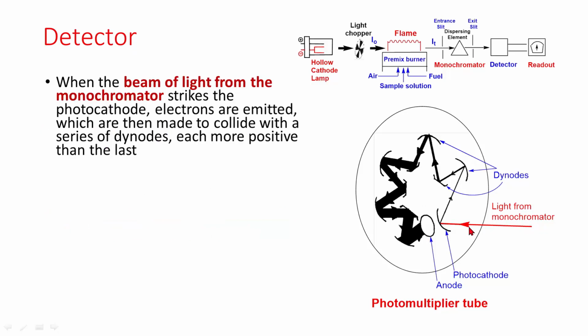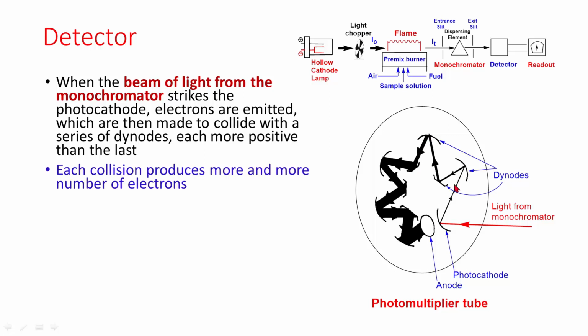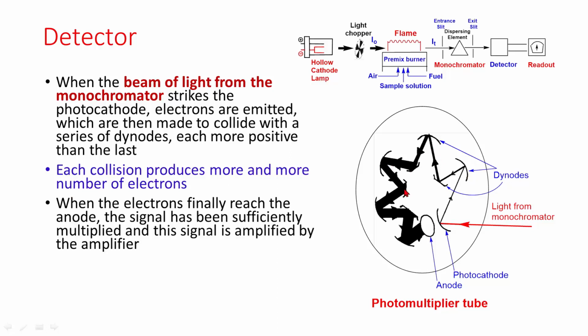When a beam of light from the monochromator strikes the photocathode, electrons are emitted, which are then made to collide with a series of diodes, each more positive than the last. Each collision produces more and more electrons. When electrons finally reach the anode, the signal has been sufficiently multiplied and is amplified by the amplifier. The amplified signal is sent to the readout device.